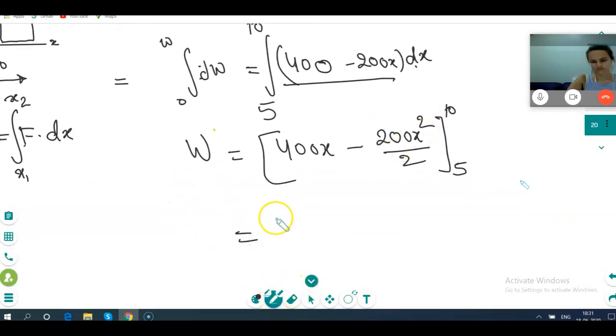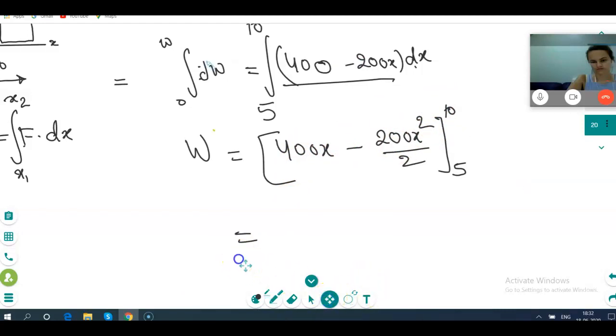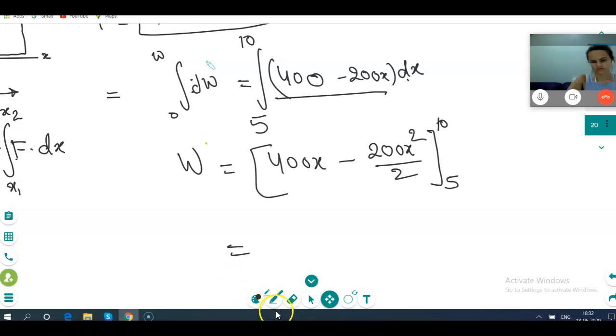Please tell me what you will do first, upper limit. Where you did the integration, this is w. The integration was from 0 to w, because initially you have not done any work. So it's going to be w. W means just the work done, nothing else.